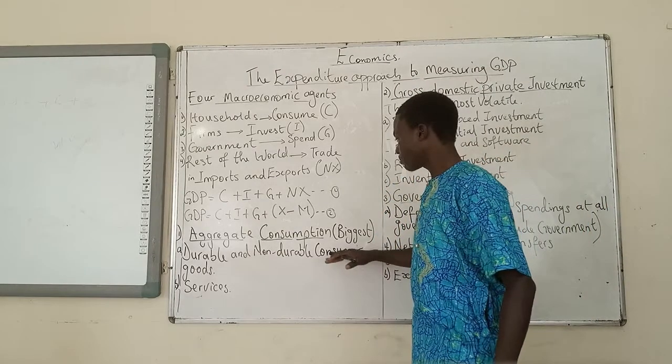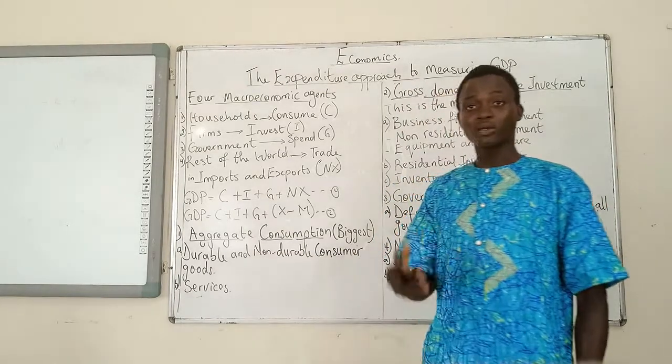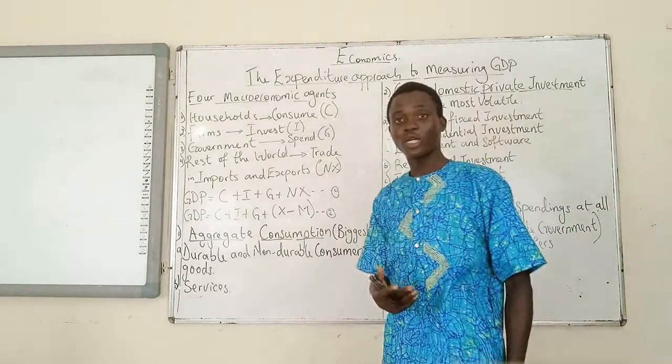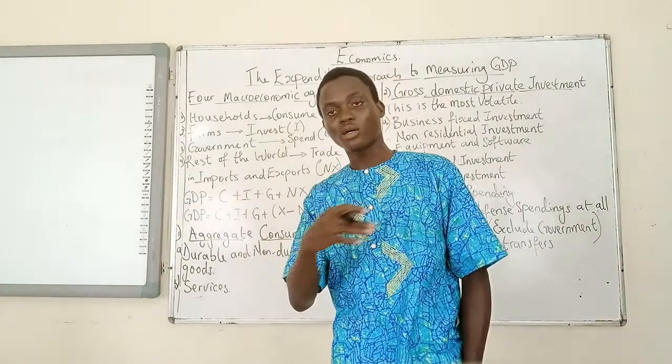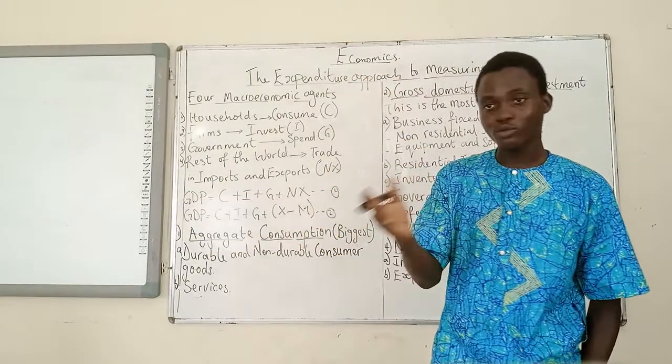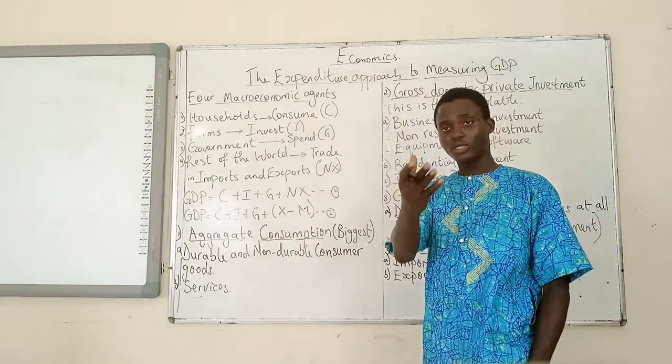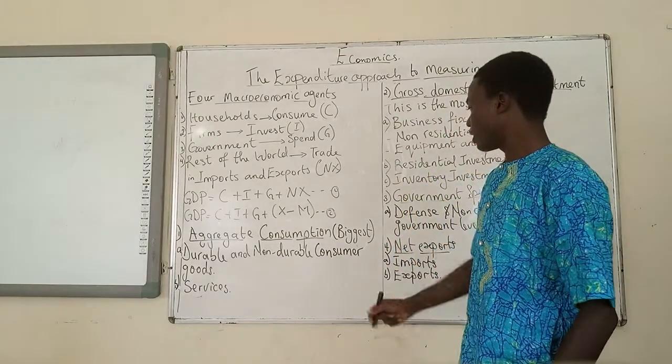Then we also have non-durable consumer goods, like seasoning that we use once and for all, and they are done with. We have foods that we eat, and many other things. You can mention a few of them.